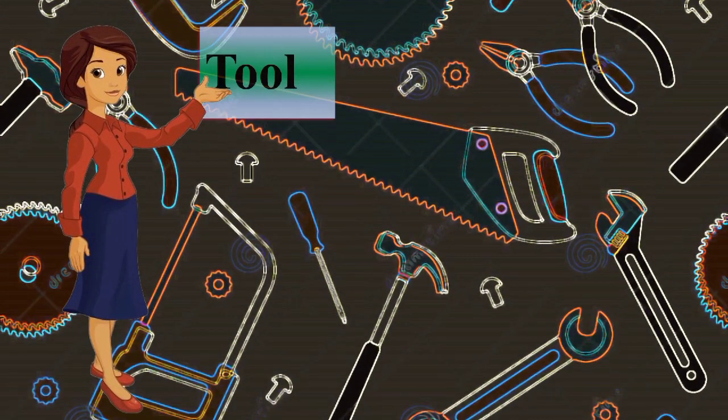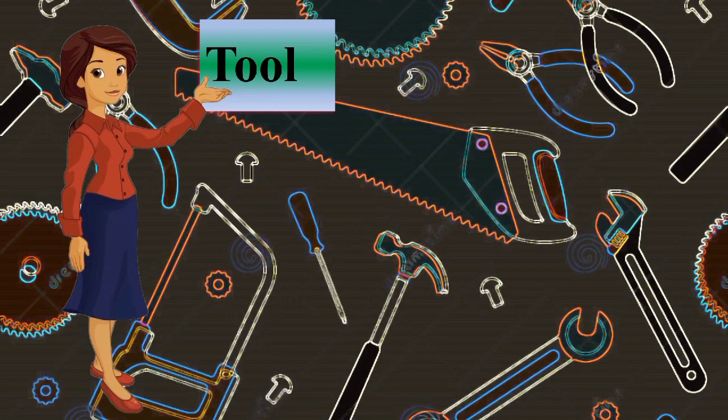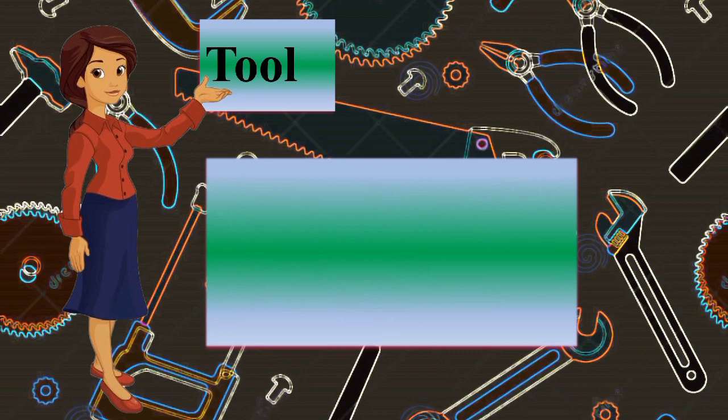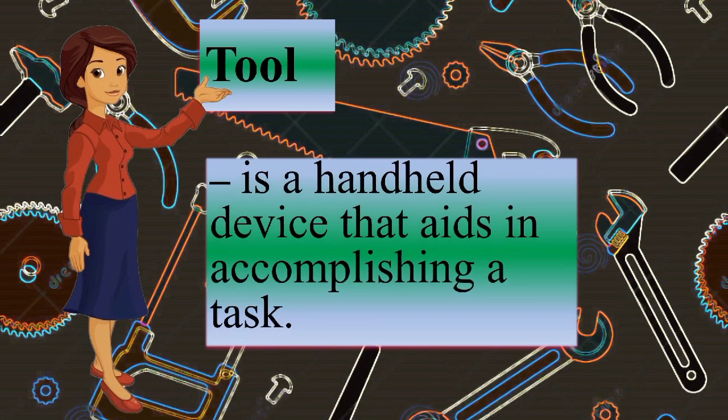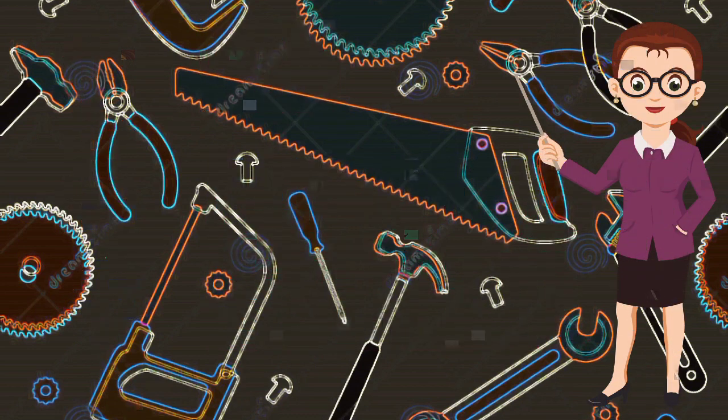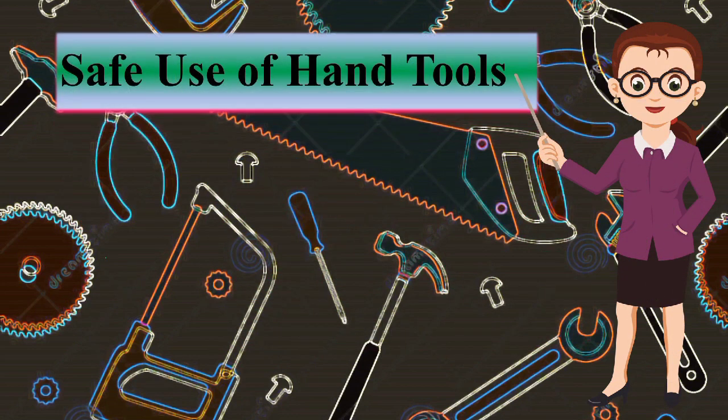So now, what is a tool? A tool is a handheld device that aids in accomplishing a task. So now, safe use of hand tools.